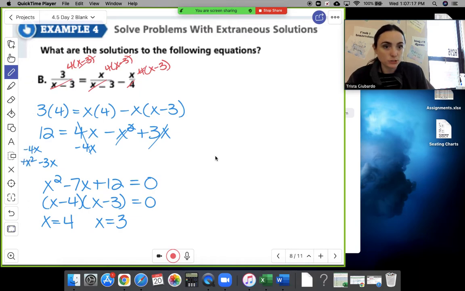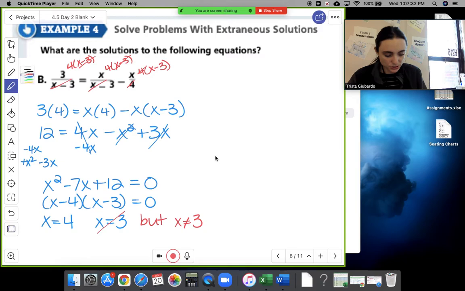Let's look to see what our restrictions are though. x cannot equal 3, since we have an x minus 3. The 4 does not make a restriction since there's no x with it. There's nothing that makes 4 equal to 0. So x can't be 3, that's my extraneous solution. So my only answer is x equals 4.